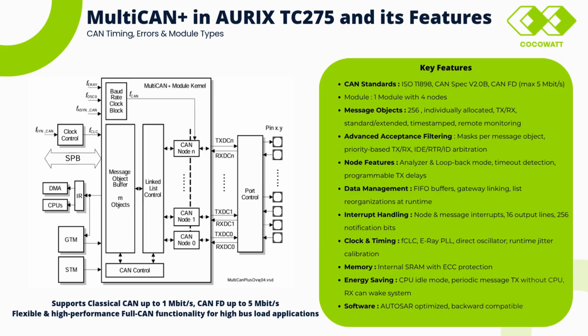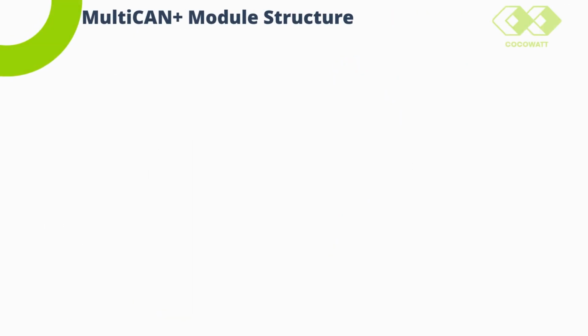Interrupt handling is quite sophisticated with nodes and message interrupts, 16 output lines, and 256 notification bits. This ensures responsive and efficient communication. Lastly, the module includes clock and timing features with runtime jitter calibration and energy-saving capabilities like CPU idle mode and periodic message transmission without CPU intervention.